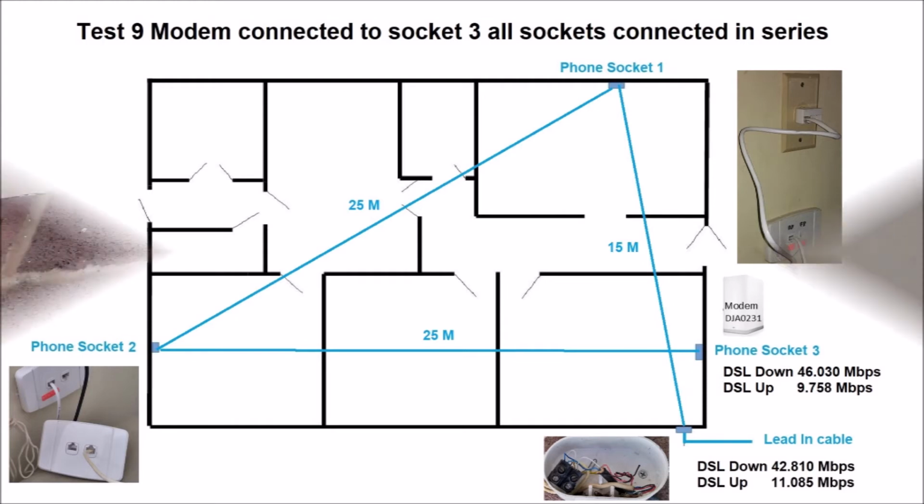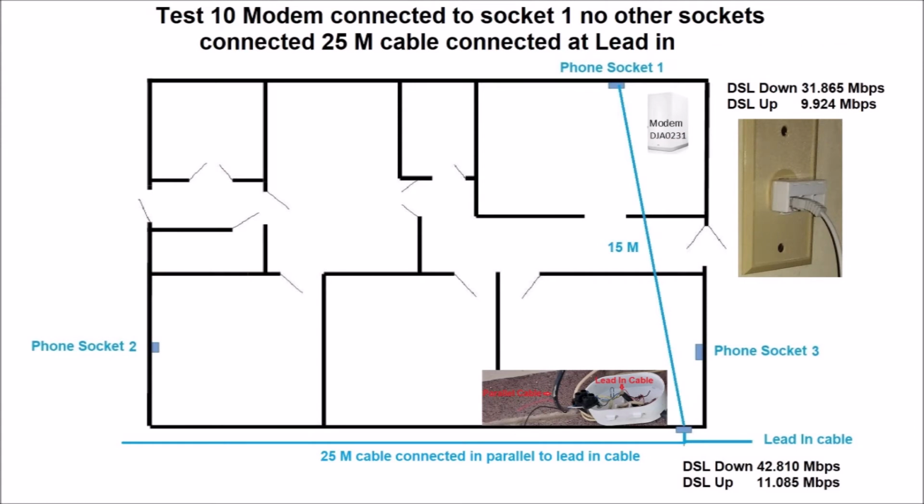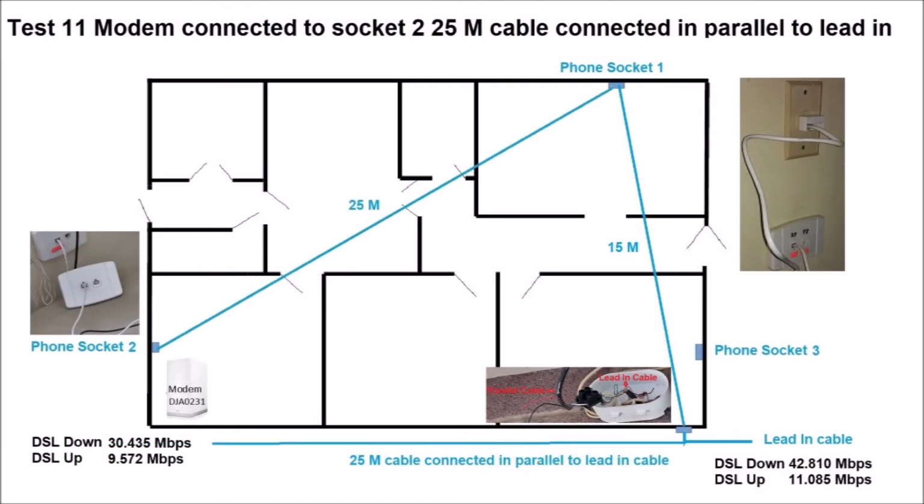For the next group of tests, a 25 meter single-stranded twisted wire telephone cable was connected to the lead-in cable to simulate an external telephone socket connected to the lead-in. The modem was then connected to socket 1 with all other sockets disconnected. The speed at socket 1 was 11 megabits per second slower and 1.1 megabits per second slower than the speed at the lead-in cable. Next, the Cat5e cable was connected to socket 1 and the modem was connected to the end of this cable. At the end of the Cat5e cable, DSL download speed was about 12 megabits per second slower and the upload speed was about 1.5 megabits per second slower than the speed at the lead-in cable.